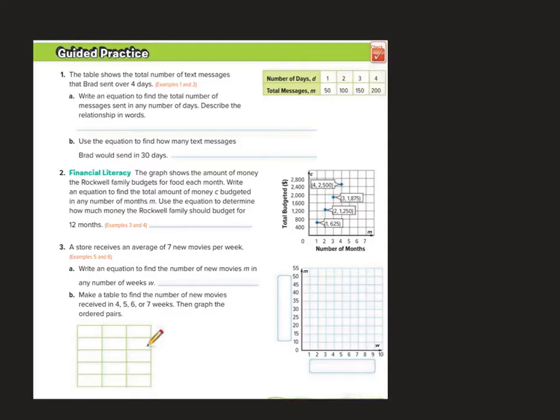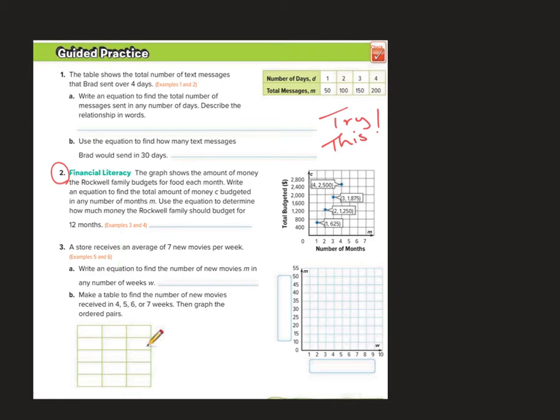All right, to wrap things up, I'd like you to try problem 2 on the guided practice. Same scenario. Pause the video, give it a shot, then come back and check your answer. So problem 2 says the graph shows the amount of money the Rockwell family budgets for food each month. Write an equation to find the total amount of money C budgeted in any number of months M. Use the equation to determine how much money the Rockwell family should budget for 12 months.